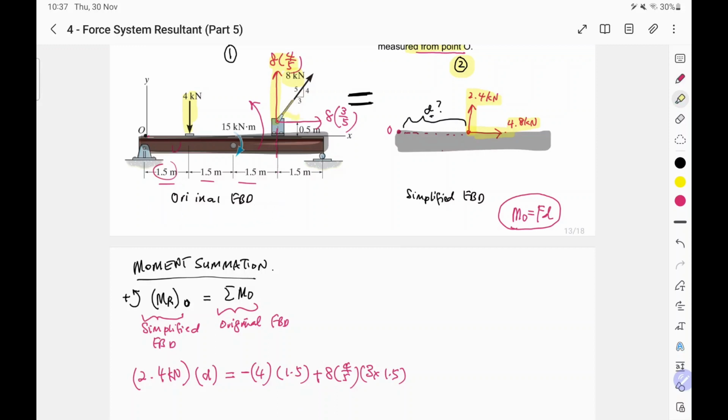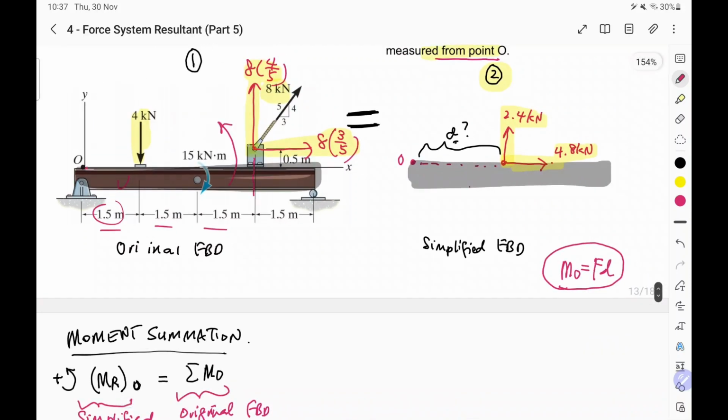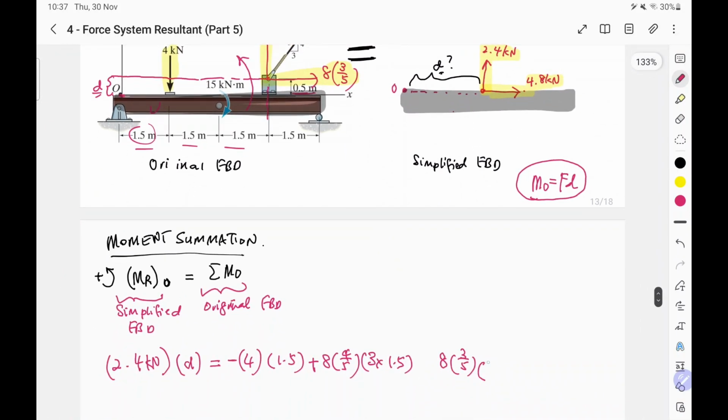Next we convert this part. The magnitude of the force pointed to the right is 8 times 3 over 5. To convert it to a moment, we multiply by the distance. If you look very carefully, zoom in, the distance must be the perpendicular distance relative to the line of force, from the rotation point to the line of force. So this is the distance that we want. The distance in our case would be 0.5 meter. So you put that into your equation.